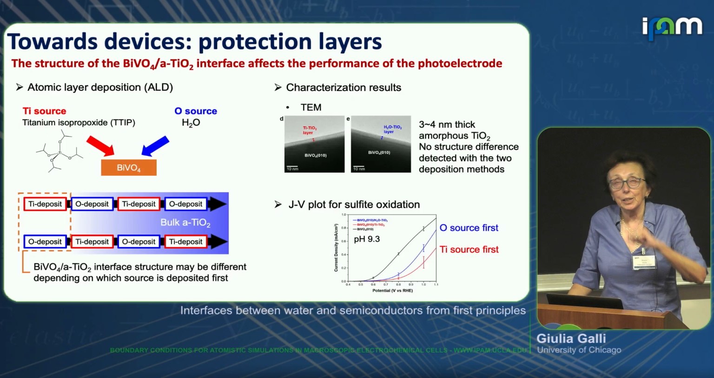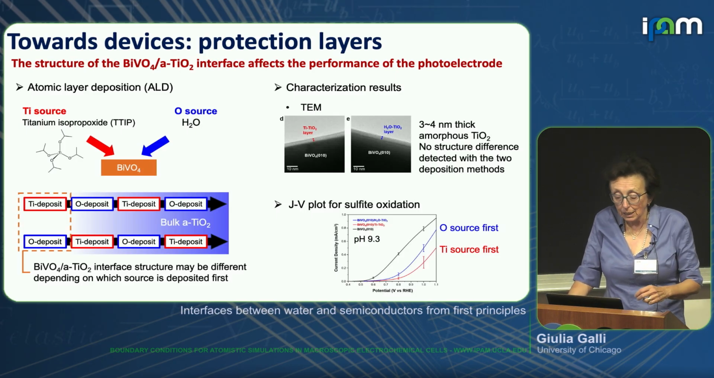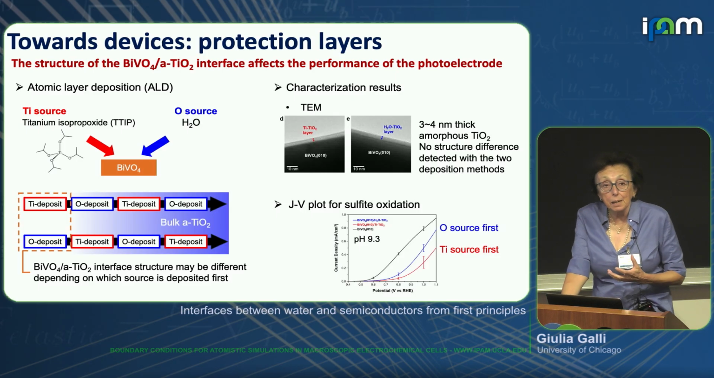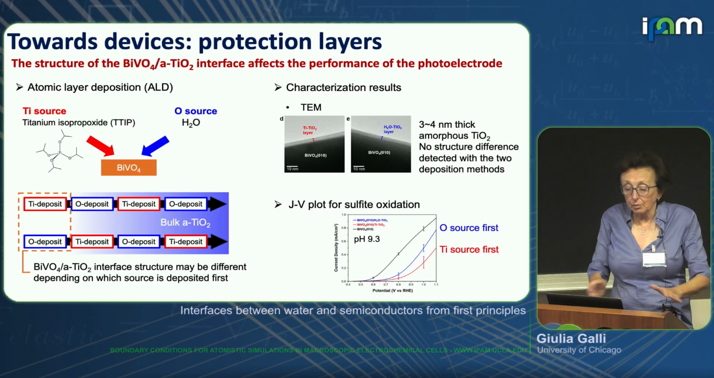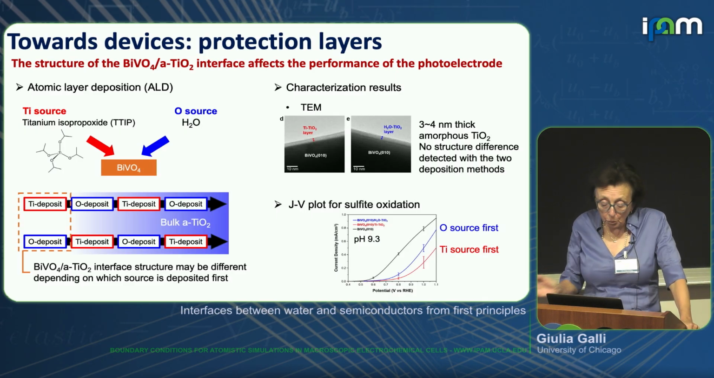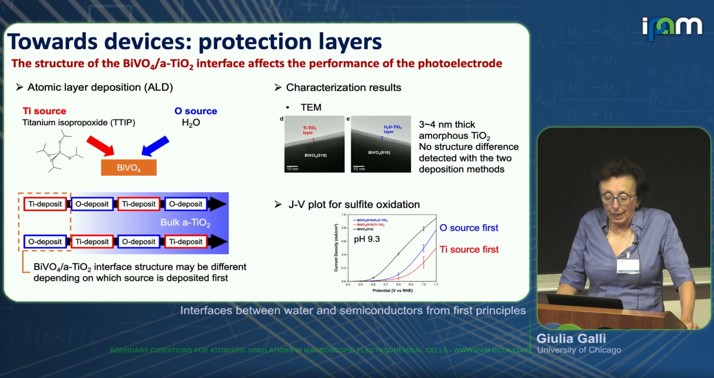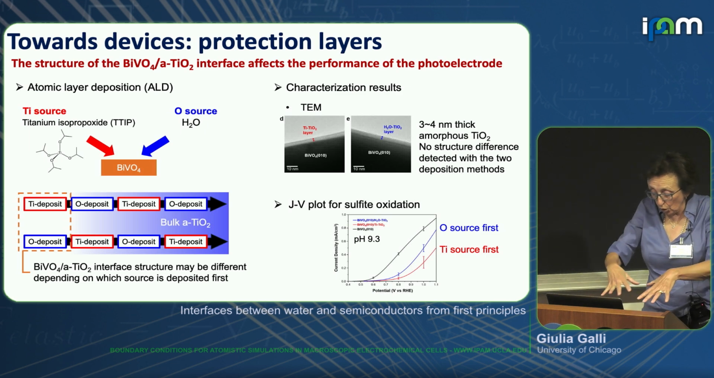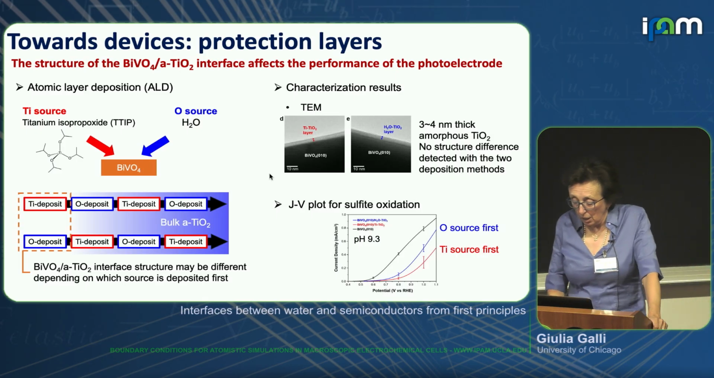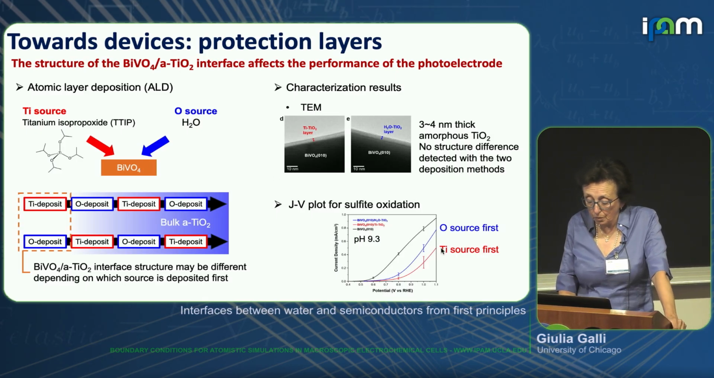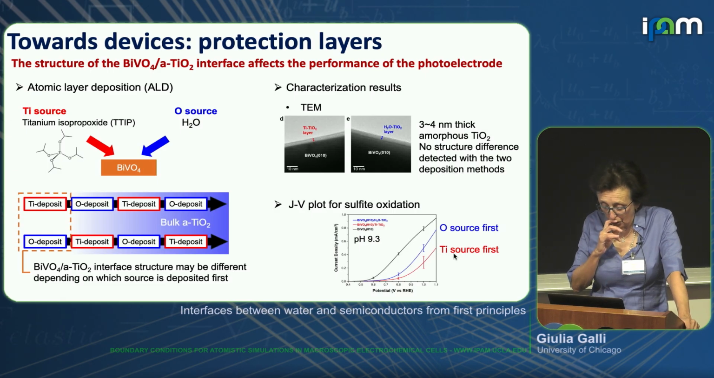So not only do you need a catalyst, but experimentally, bismuth vanadate is not stable at a lot of pH conditions that are of interest. So you need to put a protective layer. The protective layer almost uniformly used is titanium oxide. And again, experimentally, they observed that depending on how you form your protective layer, you have very different performance, whether you put an oxygen source first or a titanium source first. And we try to understand why.